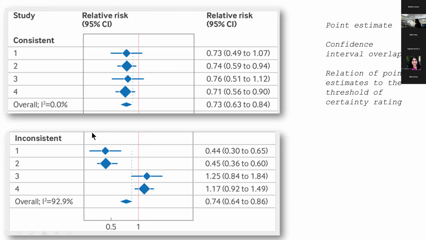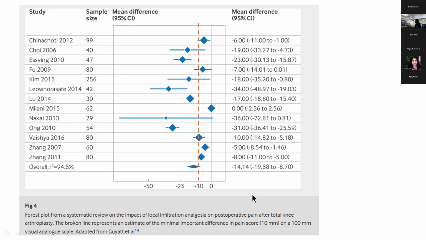But if you look at the study given below, we find that the point estimates are actually differing. Two studies are showing benefit, two studies are showing no benefit. And you can see that the confidence intervals are also not overlapping among the 4 studies. And in relation to the null threshold, 2 are falling on this side and 2 are falling on that side. So this is an inconsistent study. Now, what do you think about this study? Is this consistent or inconsistent?